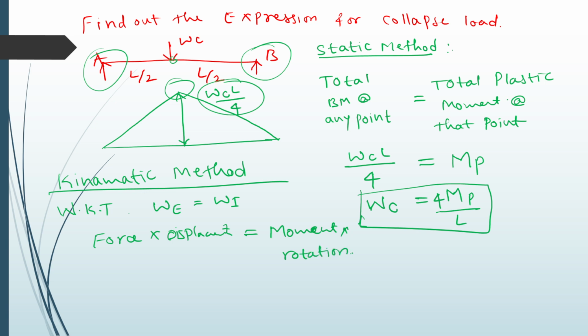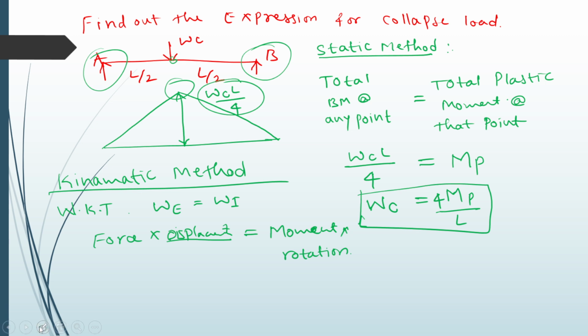What is stiffness? We know that it is the load required to produce unit displacement. The force required to produce unit displacement is the external work done. How much force is required for unit displacement? So the external work done equals the internal work done. External work done means force into displacement. So what is the force here?